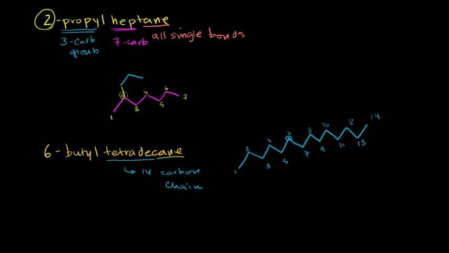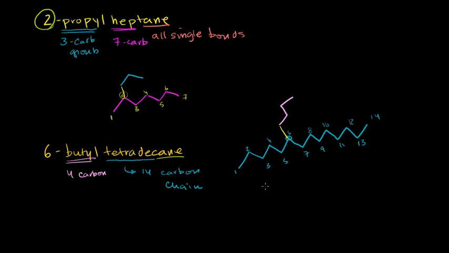So let me write this in pink maybe. So this is a 4-carbon group. You call it an alkyl group. It's attached to something else. So on the 6th carbon, we have a 4-carbon group. So let me draw it this way. Let's say we have 1, 2, 3, 4. So that is our butyl right there, and it's attached to the sixth carbon right there. So this is what our molecule would look like.